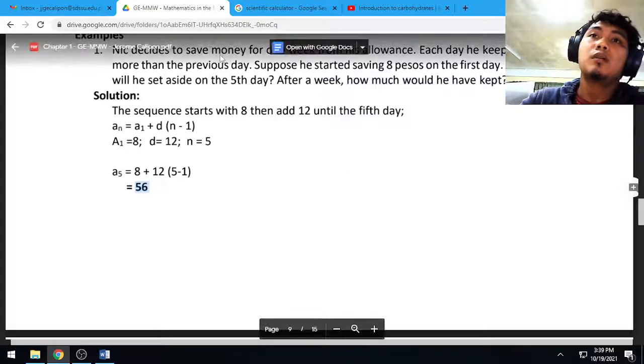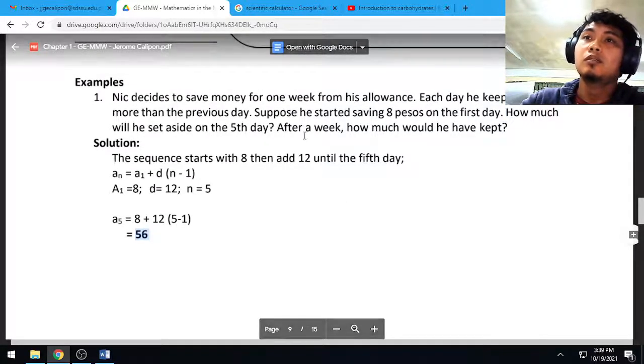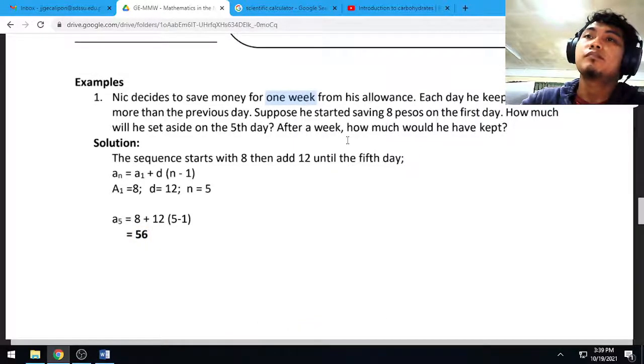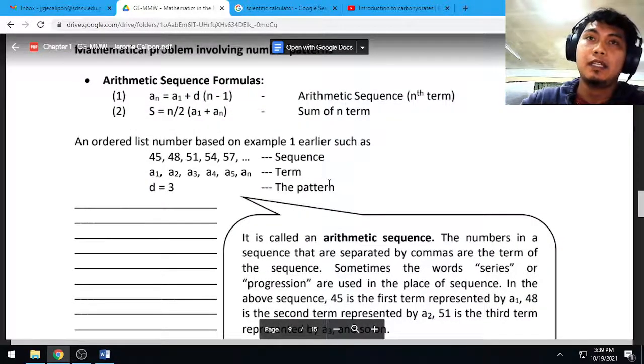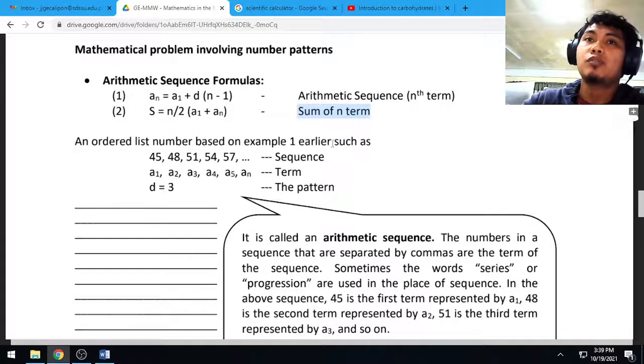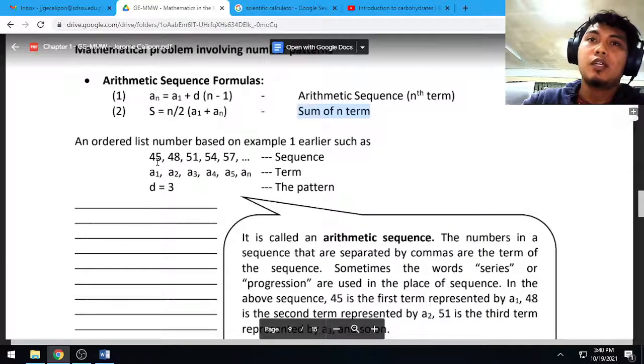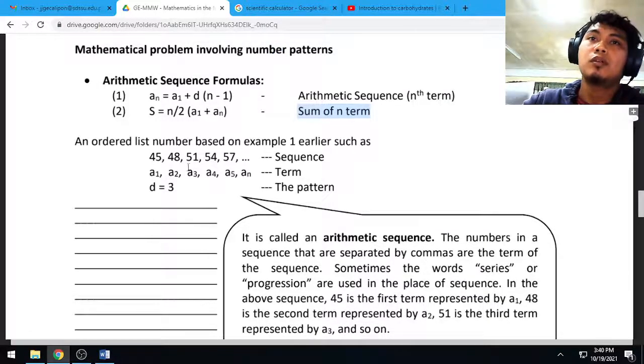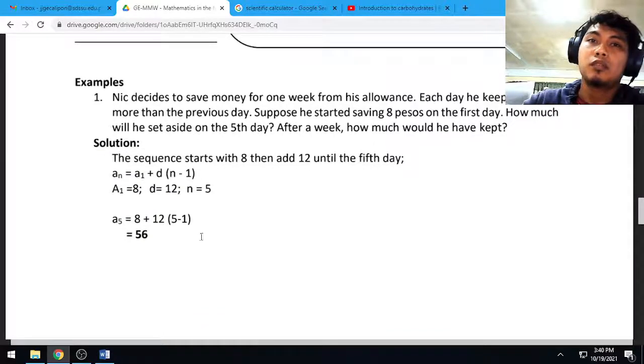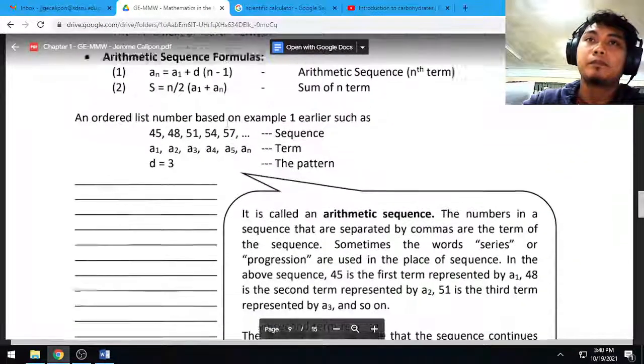Now, next question. Kung magsisave daw si Nick ng money for 1 week, sa tanong niya, magkano lahat yung total na save niya from day 1, kasama na itong 8 peso. So, saan yung formula ang gagamitin natin? Ito yung sum of the n term. N term represents lahat ng term, since from day 1 to day 7. Ito total mo lahat yun, kasama na itong 56 kasi pang 5th term yan.